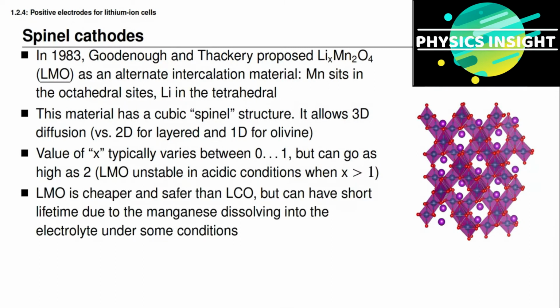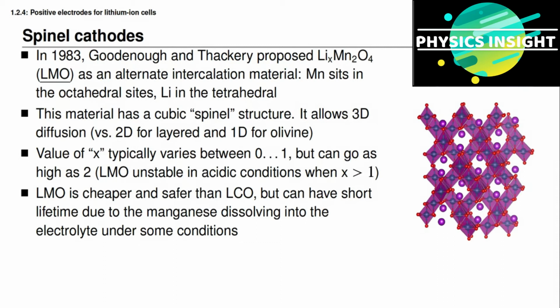A huge advantage of lithium manganese oxide versus lithium cobalt oxide, or even NMC or NCA, is that it is less expensive because manganese is very common, and it's also safer. But the drawback, as I've kind of hinted at already, is that it can have short life. It turns out that the manganese in the structure is very susceptible to acidic electrolyte conditions.